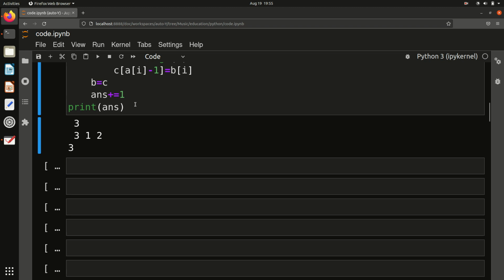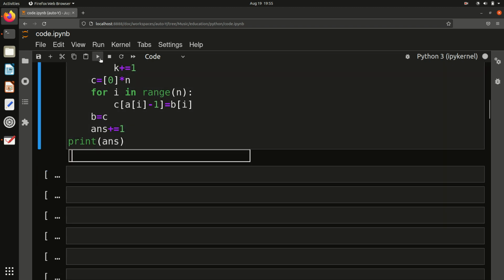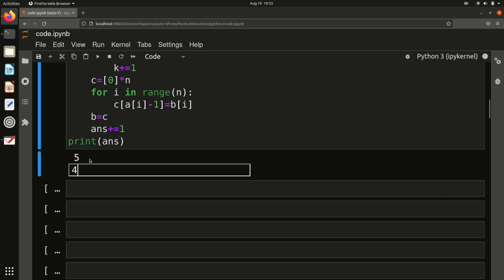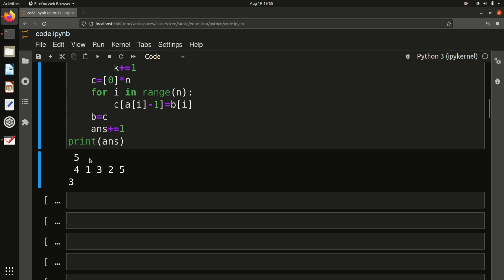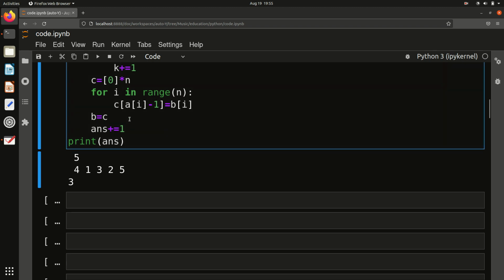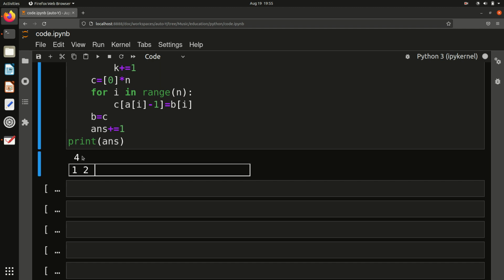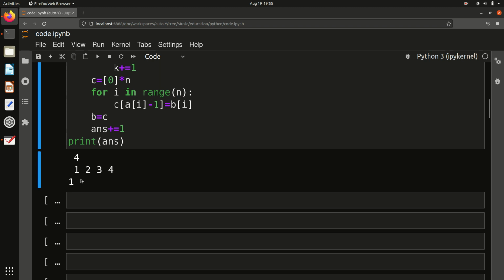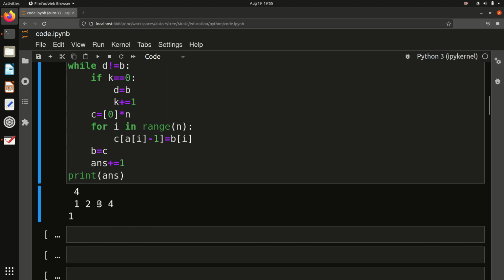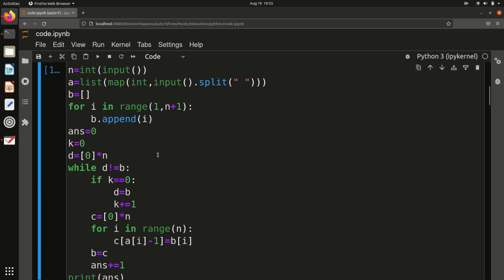Okay, so we got the solution 3. We can make some more cases, like suppose 5, 4, 1, 3, 2, 5. Okay, so in this case we have answer 3, and let us make it already sorted. So 4, 1, 2, 3, 4. Okay, so in this case we got answer 1, because it is already sorted, and within one iteration it will come back to the original position. So that's why the answer is 1. And I hope it is clear.